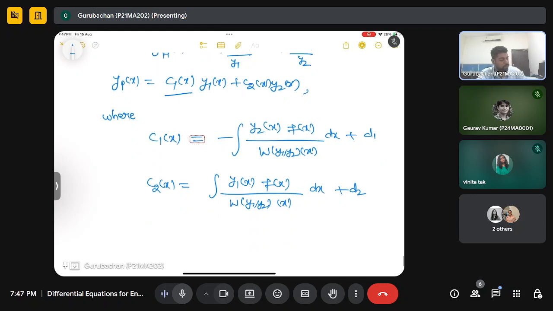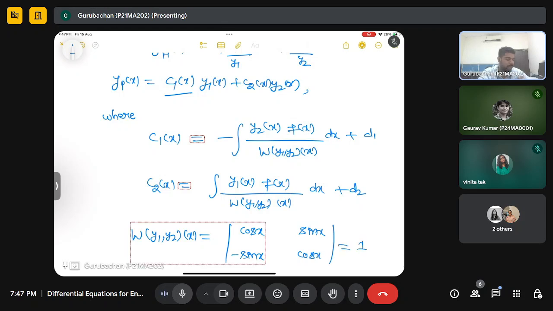So it's obvious we first need to calculate the Wronskian of y1 and y2. The solution is y1 is cos x and y2 is sin x. So the determinant has cos x, sin x, minus sin x, cos x, and it will be nothing but 1.